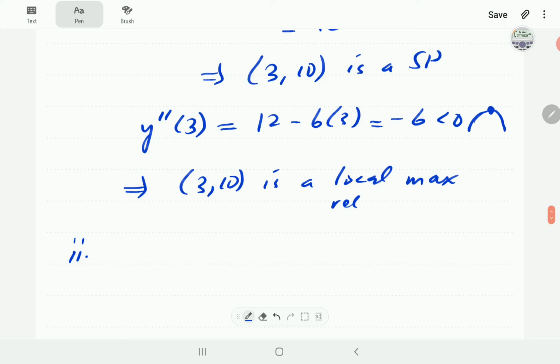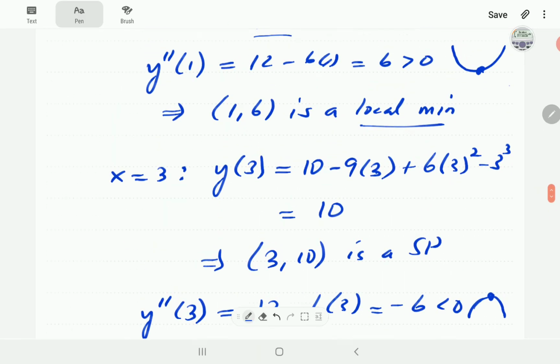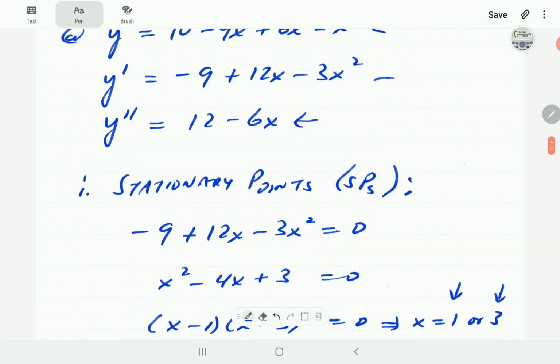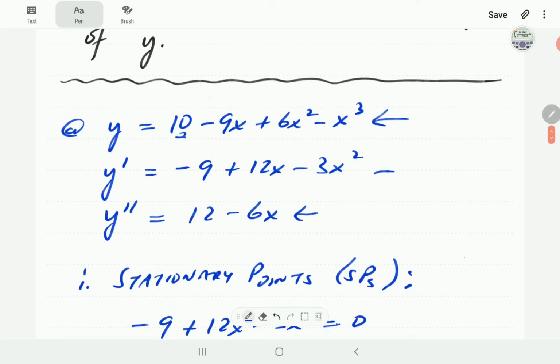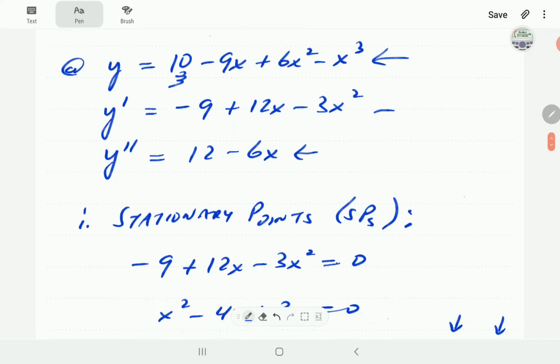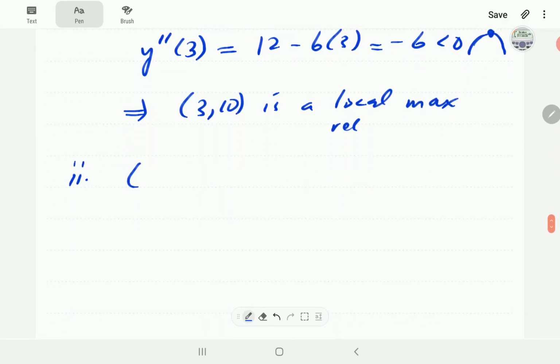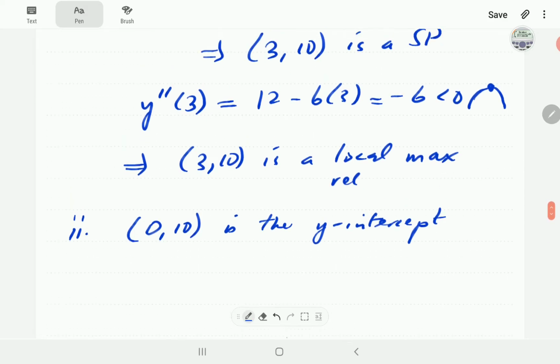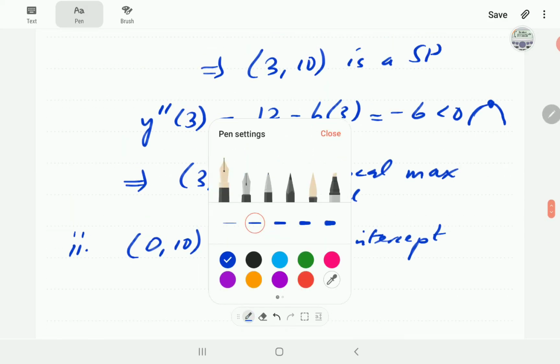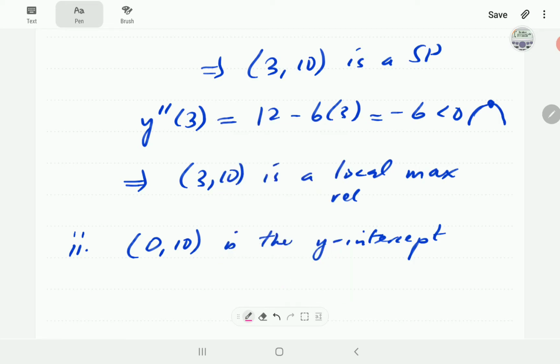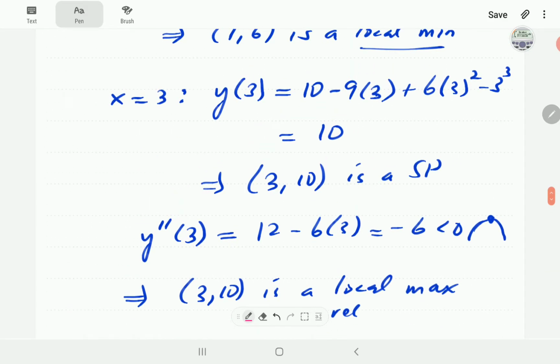y-intercept, then after that we should be in a position to make a sketch of the graph. The y-intercept is just going to be given by the constant in the y equation. So (0, 10) is the y-intercept. All right, so now we have got 3 points on this graph, but also the nature of the two stationary points.